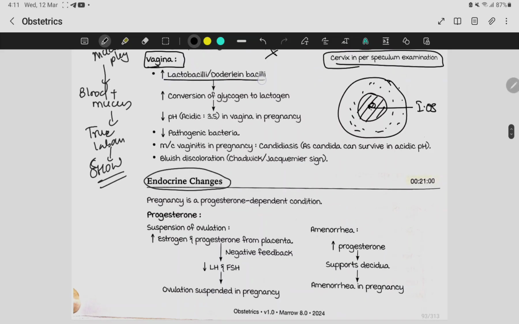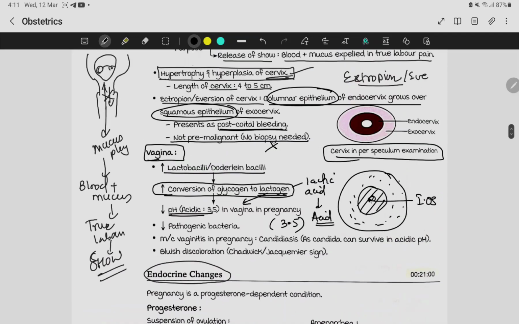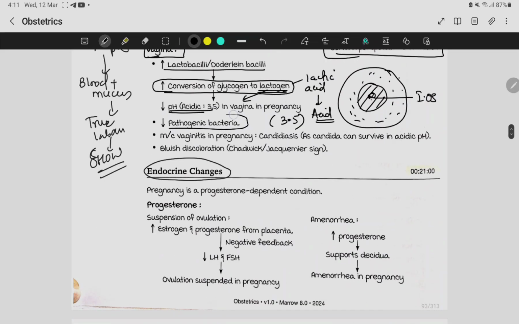Coming to the vagina, it has bacilli called Doderlein bacilli or lactobacilli. They are important for conversion of glycogen to lactic acid. Since it is acidic, it helps in keeping the pH of the vagina acidic, that is 3.5, less than 7. Because of this acidic pH, there are no pathogenic bacteria, and the most common vaginitis is Candida.